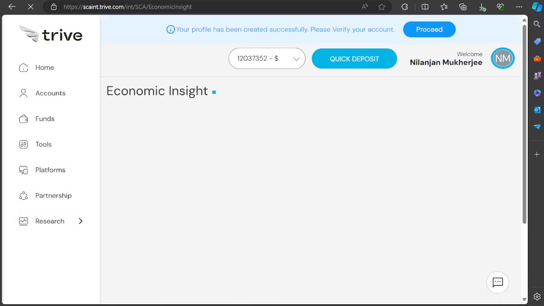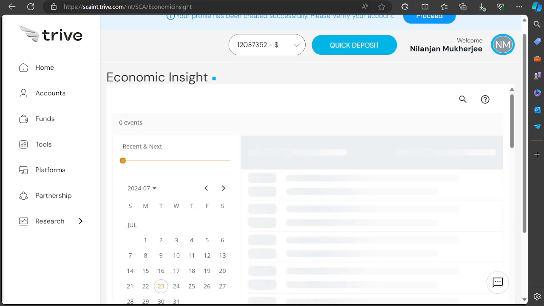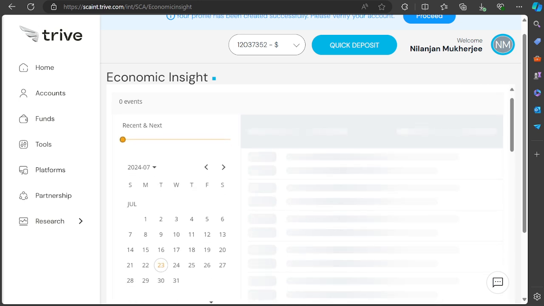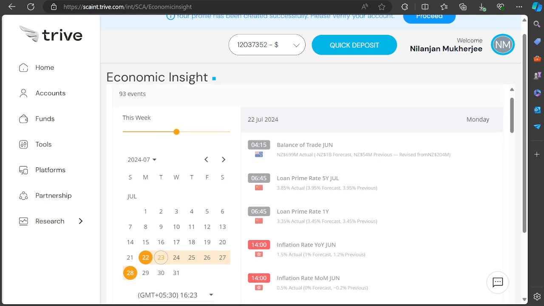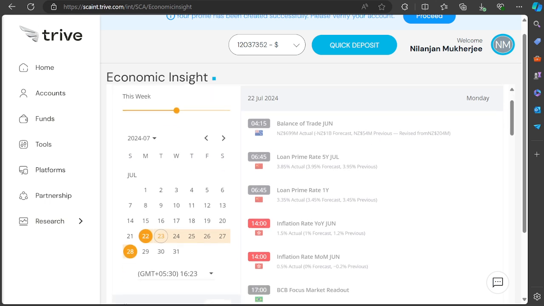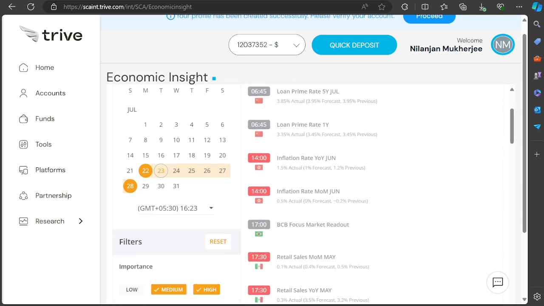Now when we click on economic insight, economic insight basically gives you access to the economic calendar. The economic calendar contains all the important news that matters for you in the market, like whatever data is lined up today, so that you can make sure that your trading is up to the mark, and according to the data you can take trades and take opportunity of the data.